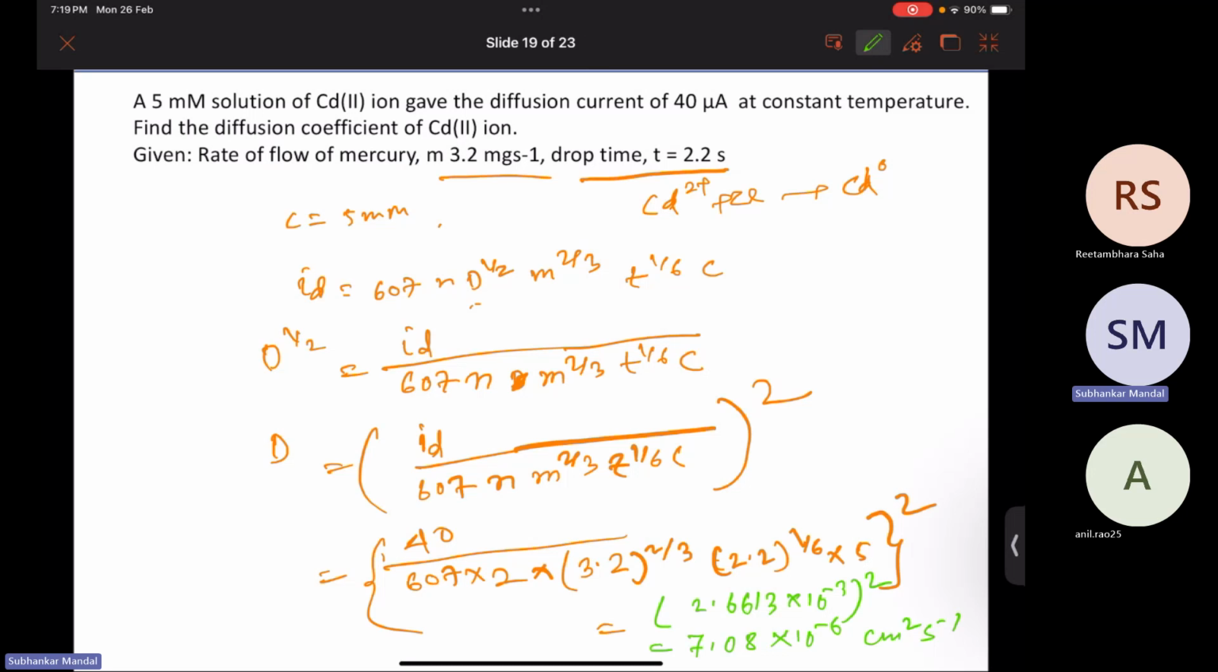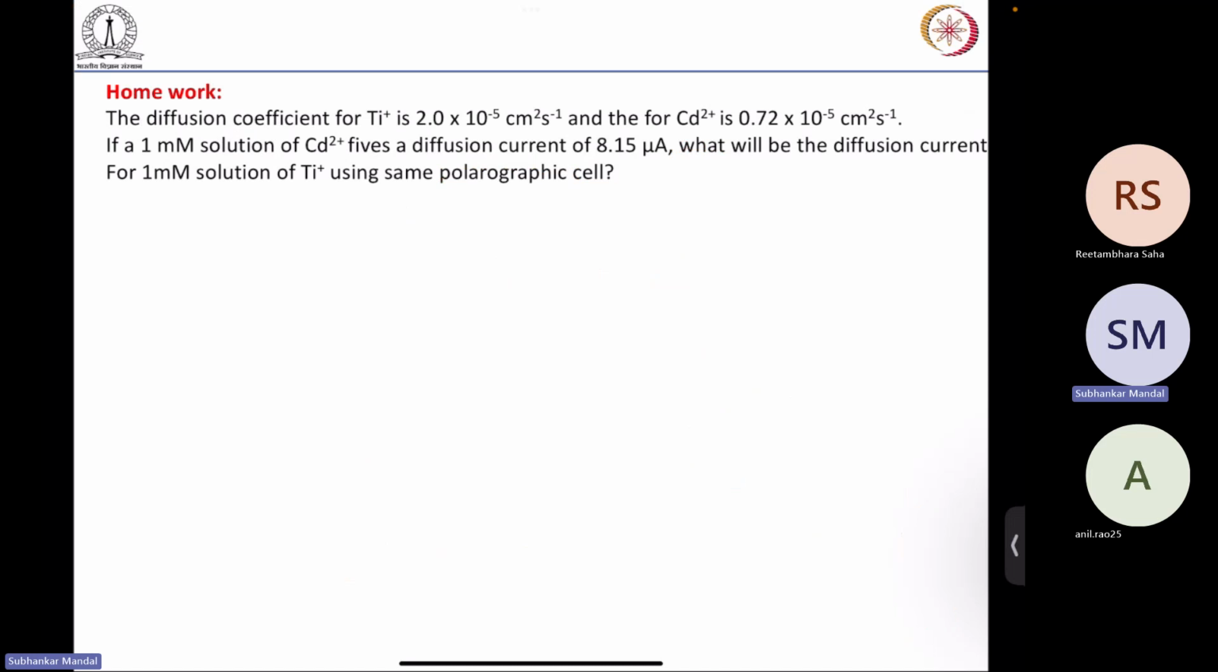Okay. So you people can individually calculate and check whether this answer is coming or not. Maybe I am also doing it wrong, but you can check once. This is the procedure, and all the values are there. During the calculation in the calculator, maybe there will be some mistake, but I think it is correct. Okay, so this is the thing. This is the homework for you people.